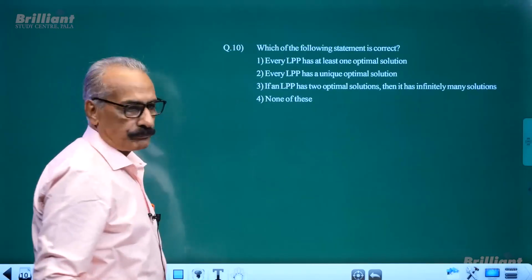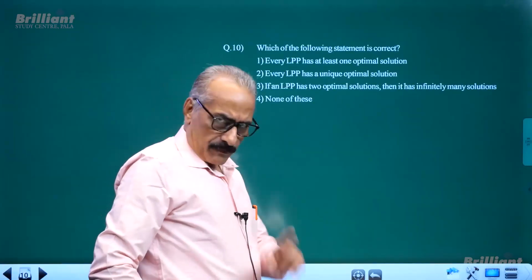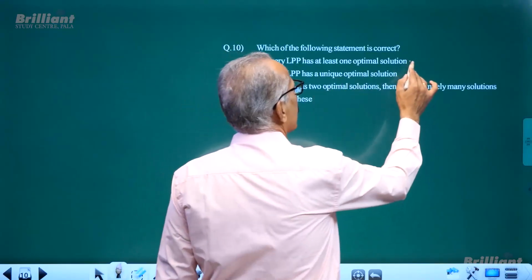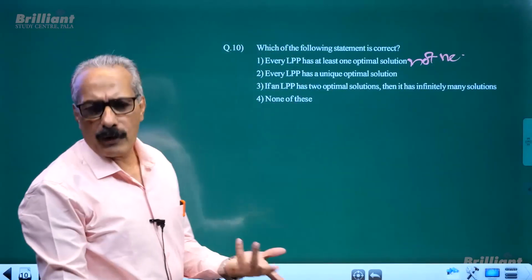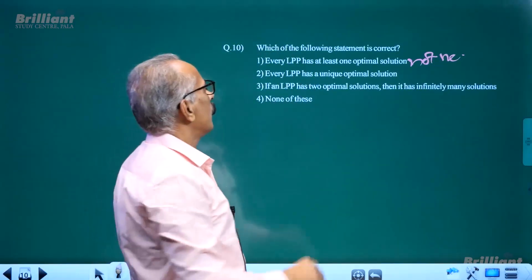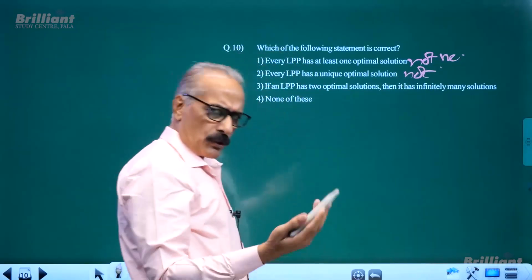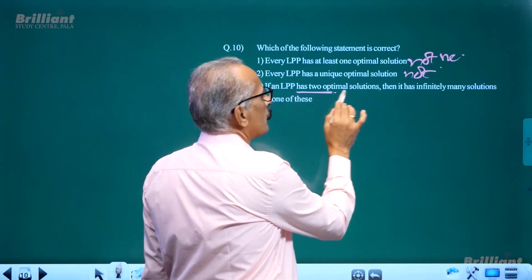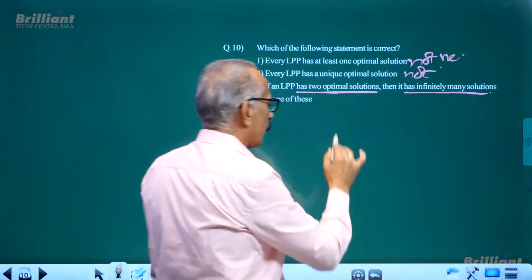Question number 10. Which of the following statements is correct? Be very careful. Every LPP has at least one optimal solution. Not necessary. Every LPP may or may not have an optimal solution. Every LPP has a unique solution. Not necessary. Usually, if an LPP has 2 optimal solutions, and this is very important, then it has infinitely many solutions. You know why is it so?